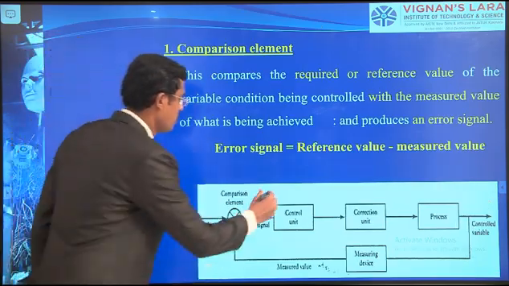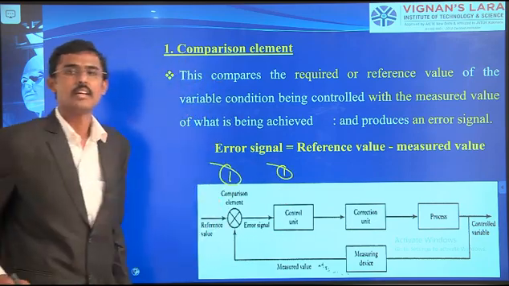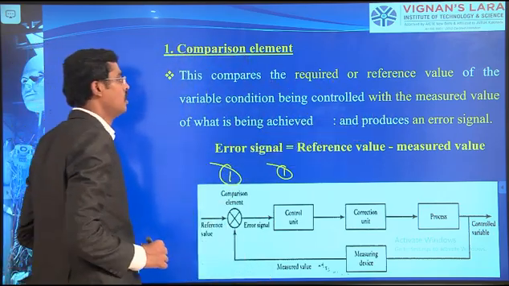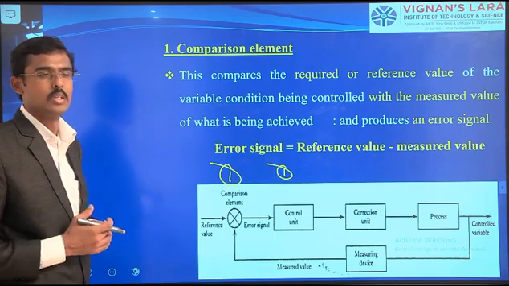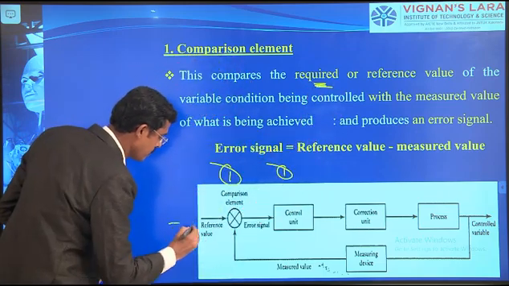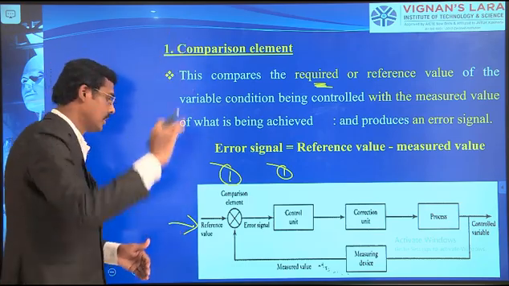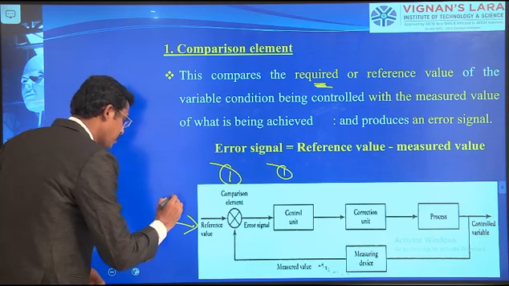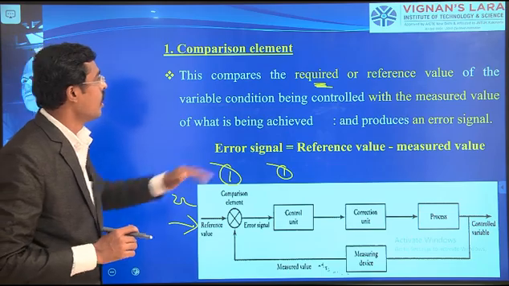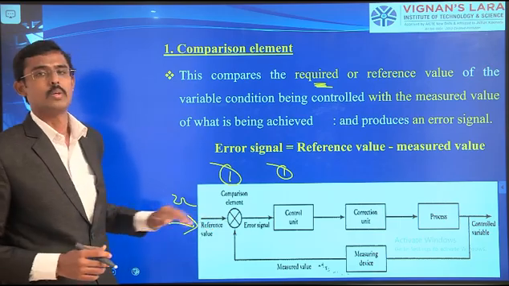Number one, we are seeing the comparison element. This compares the required or reference value of the variable condition being controlled. The required value we have given here is the input. We need the room temperature, or we need the tank water level. Let us consider a temperature of 22 that we are giving here as an input. This is the reference value we need, of the variable condition being controlled.